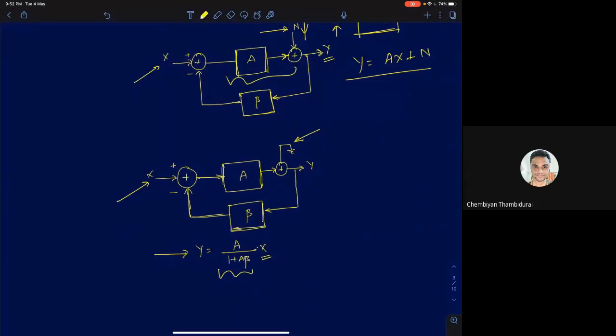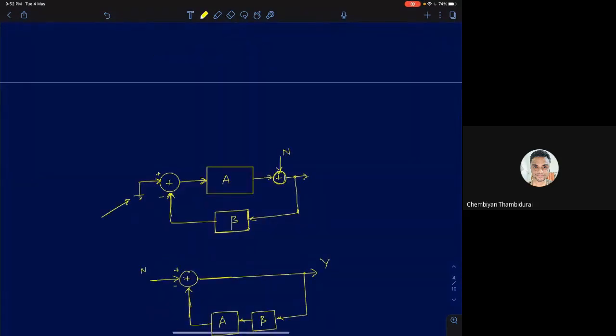Now in the second case, I'm going to assume the input X is 0 and noise N is present. Now I'll have to redraw the model a little bit so that we can reduce it to a more familiar form. So here the forward path gain from N to Y is 1. Now what I can do is remove the summation here and take this negative sign to this part, or you can bring it to this side also. Or I can directly shift this negative to this point here. In the summer, instead of adding the 2, I can subtract it.